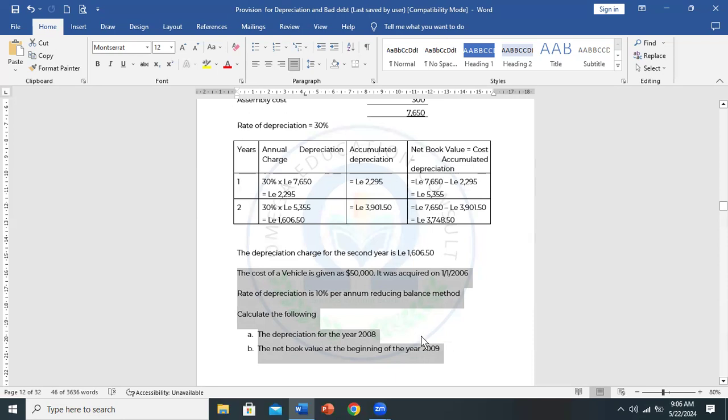Please, I hope you got the question and you're okay with it. The cost of the vehicle is given as $50,000. It was acquired on 1st January 2006. The rate of depreciation is 10% per annum, reducing balance method. So you have to calculate the depreciation for the year 2008 and then the net book value at the beginning of the year 2009. Like you did yesterday, when you are done, you can put your answer in the chat for me.